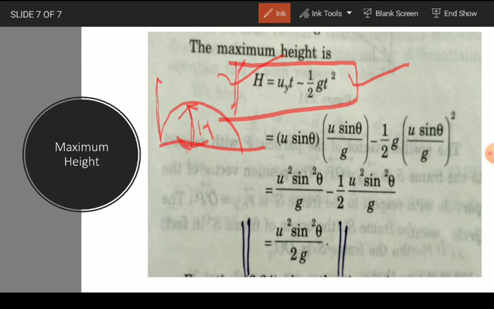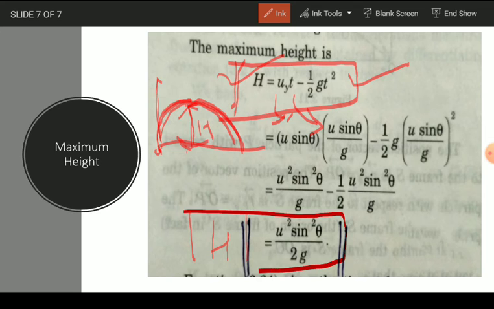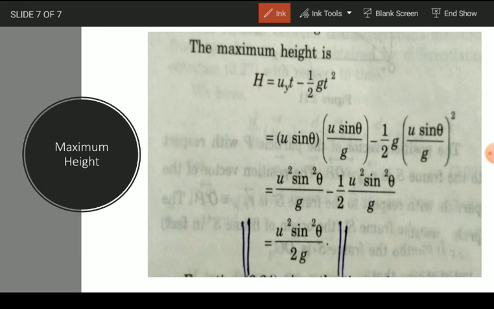If we put the value of uy, that will be u sin theta, t. Again here, what will be the value of t? One more property of projectile motion is that it is a symmetric motion, meaning the time taken by the projectile to reach from here to here is the same as to reach from here to here. So if total time of flight is 2u sin theta over g, then the time to reach from this point to this point will be half of that, that is u sin theta over g. After putting all these values, we get the expression of maximum height, that will be u square sin square theta over 2g.